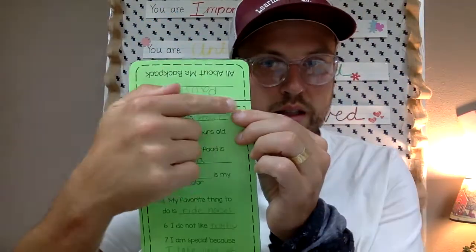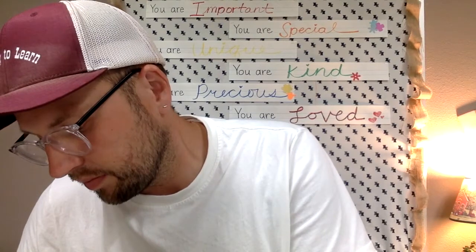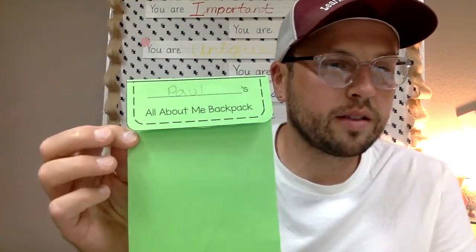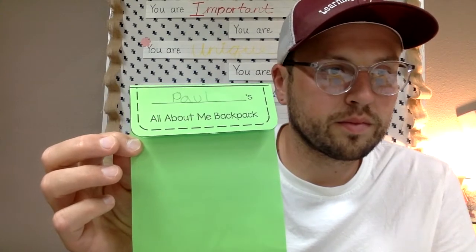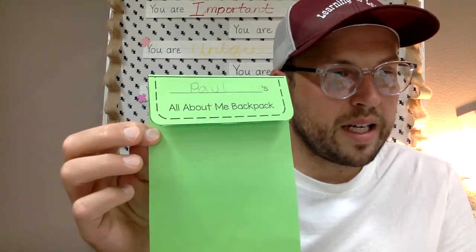And let me check my instructions here. Okay, remember all paper gets recycled, put it in the recycle bin. Take this, and you're going to fold along this line, that dark black line right there. Okay? So it looks like that. So fold the back and top flap.